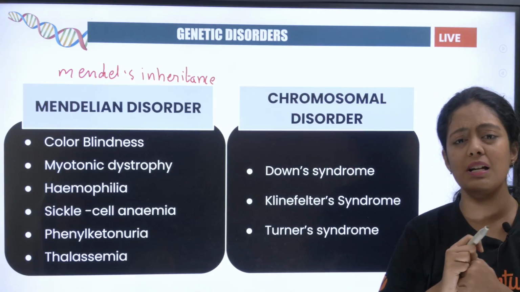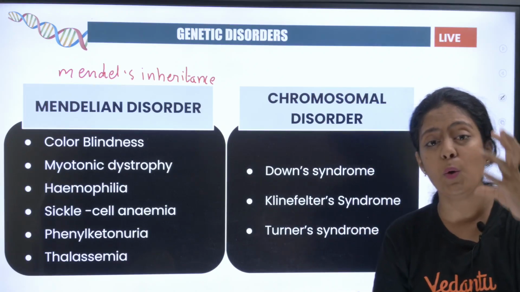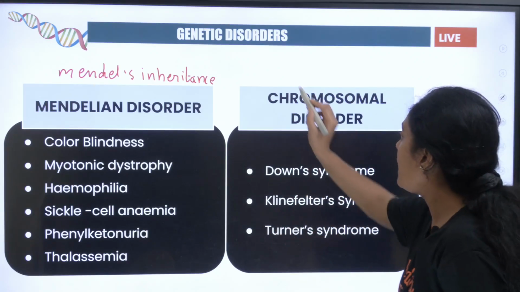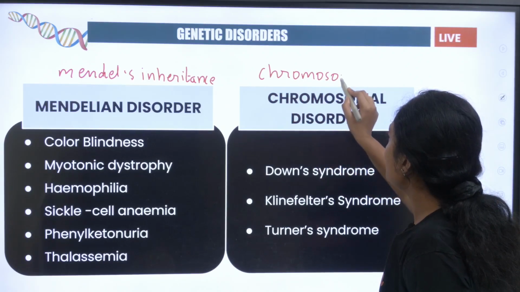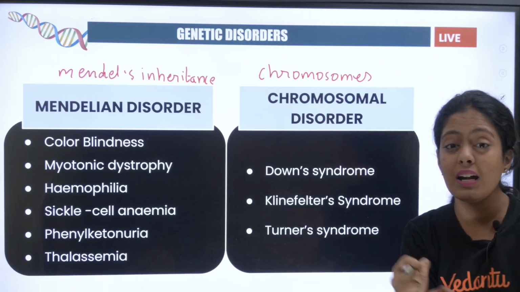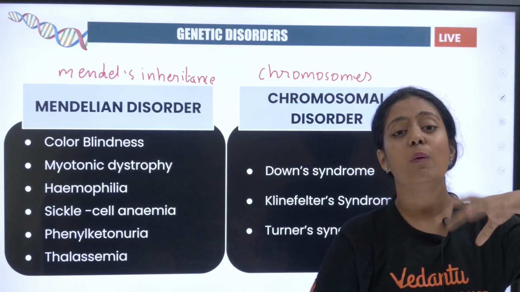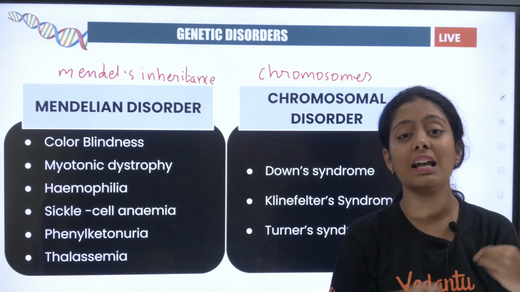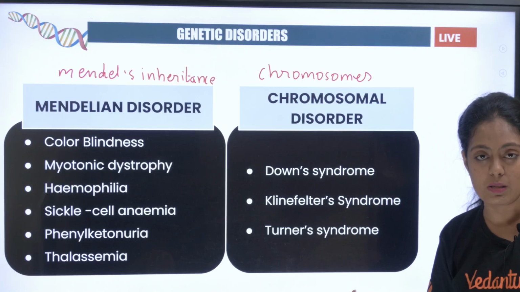Now what is a chromosomal disorder? The disorder which involves some abnormality in the chromosome. It is usually not inheritable. It happens due to something called non-disjunction during anaphase in meiosis. One extra chromosome or one less chromosome, that is what we call chromosomal disorders.